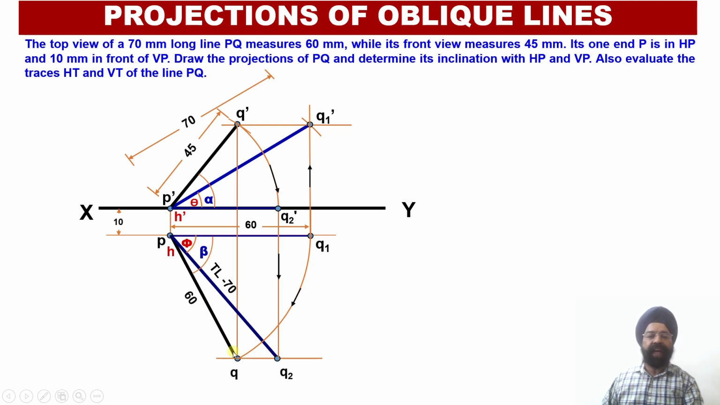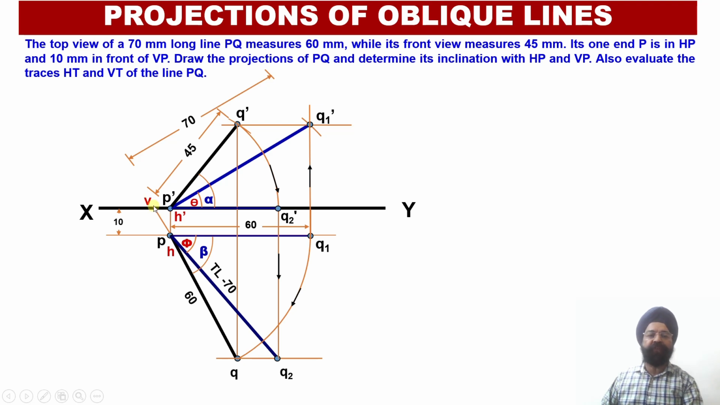Similarly, now let us evaluate the vertical trace. Does the plan projection line PQ intersect with the XY reference line? The answer is no. If PQ does not intersect with the XY reference line, I need to carry out the extension of this black line, the plan projection line PQ. Once I extend this line, the point of intersection of this extended plan projection line with the XY reference line will give me the location of the point V.